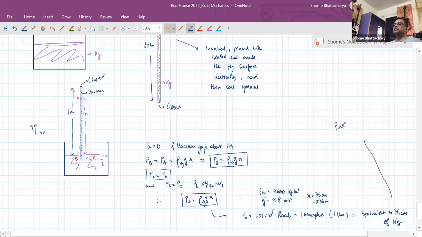If pressure is expressed in so many centimeters of mercury, it means that the pressure is equal to density of mercury into G into X.